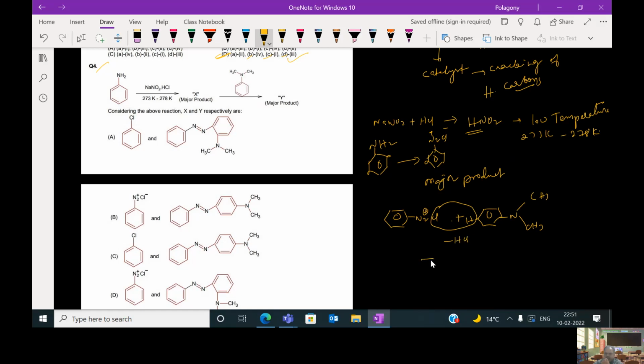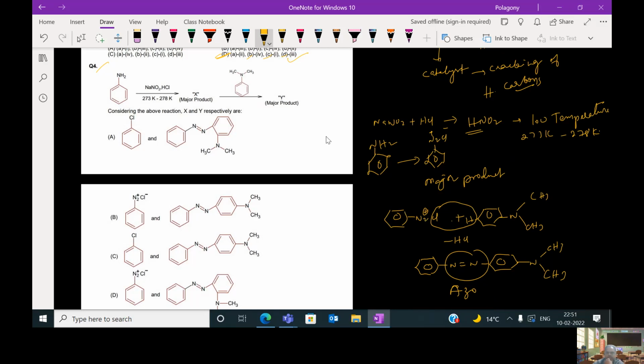So now here I am connecting the diazonium chloride N with N double bond. Now the azo compound is formed here, linking the two benzene rings through the nitrogen double bond.